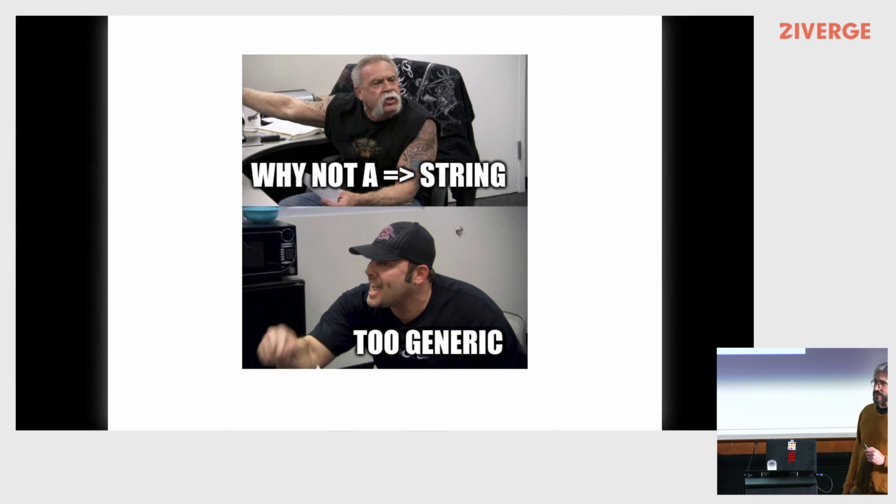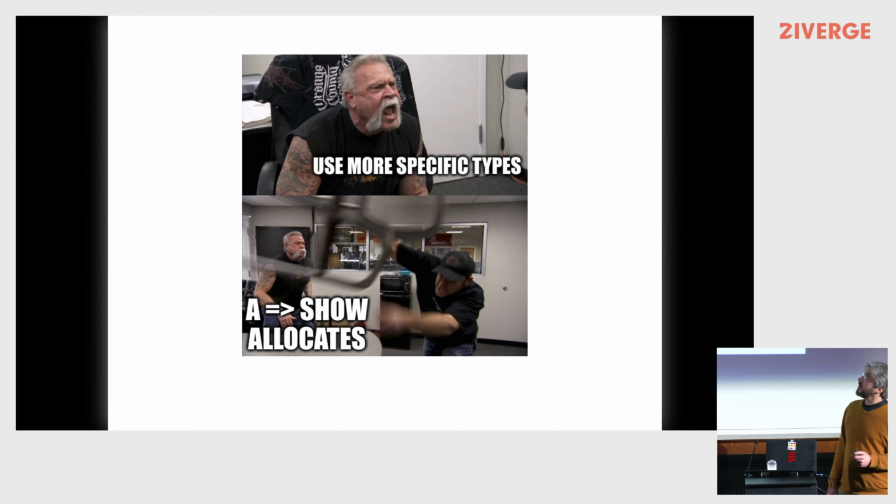The arguments are too generic. It will be confused with other things. It's not discoverable because we know what Show is, but we don't know what A to String is. It could be many things. So use more specific types. We can strongly type things. We can use a wrapper that, instead of showing the type class, shows the return type.